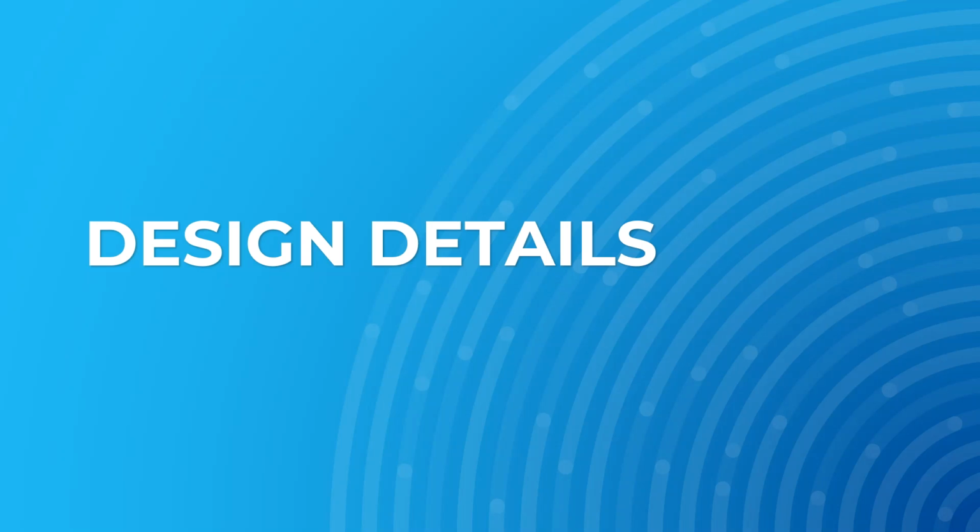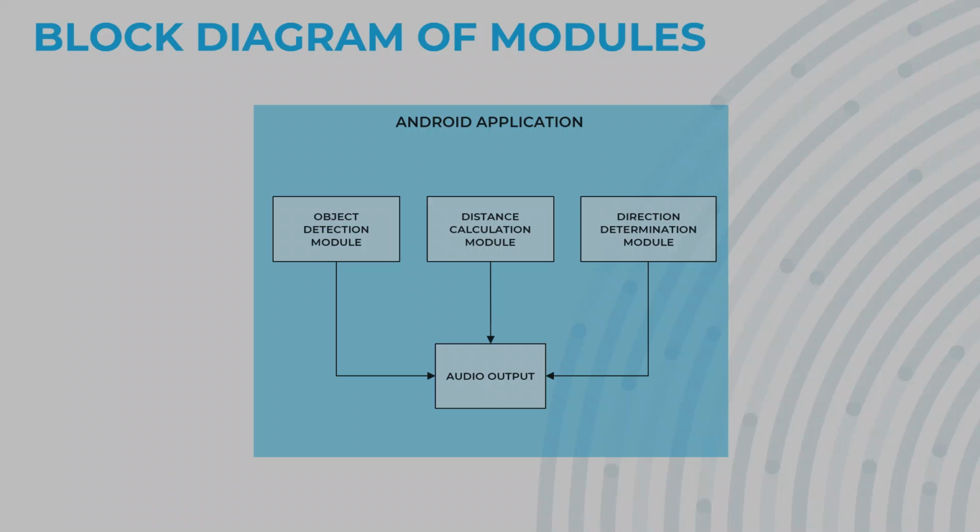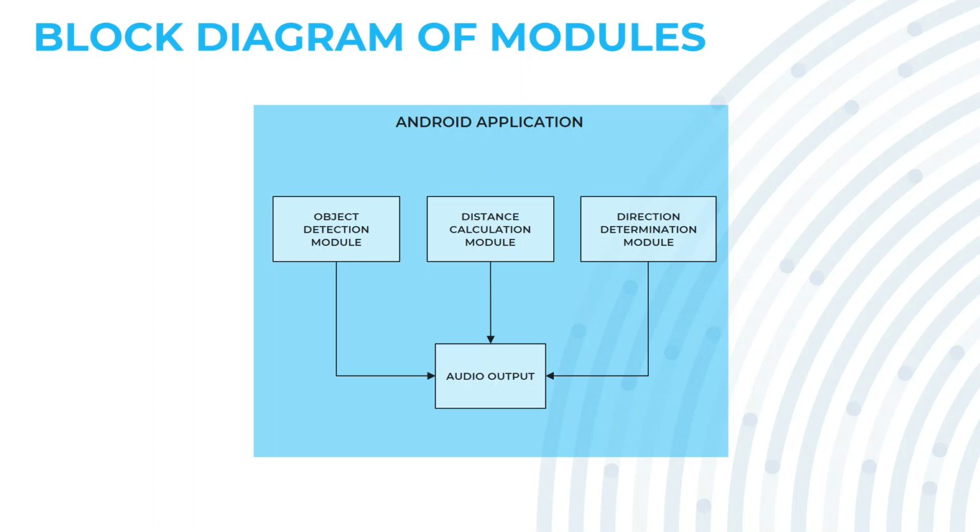Now, let us have a look at the design details. Here is a block diagram which gives us an information about major modules which are there in our project. Our project is an Android application which is majorly divided into 4 modules, that is object detection module, distance calculation module, direction determination module, and audio output module. The output of the object detection module, distance calculation module, and direction determination module is given as input to the audio output module, which in turn generates the audio output.